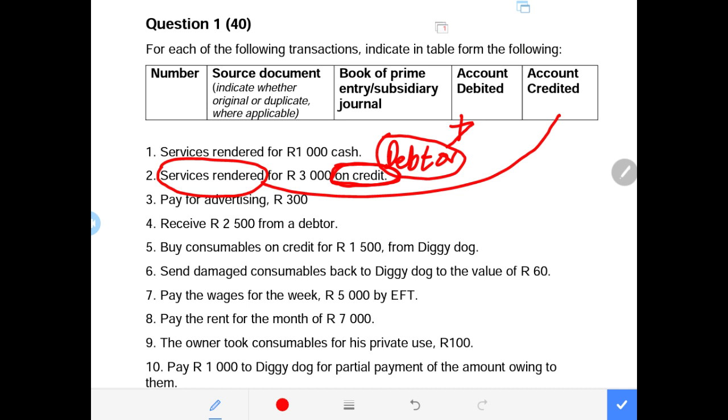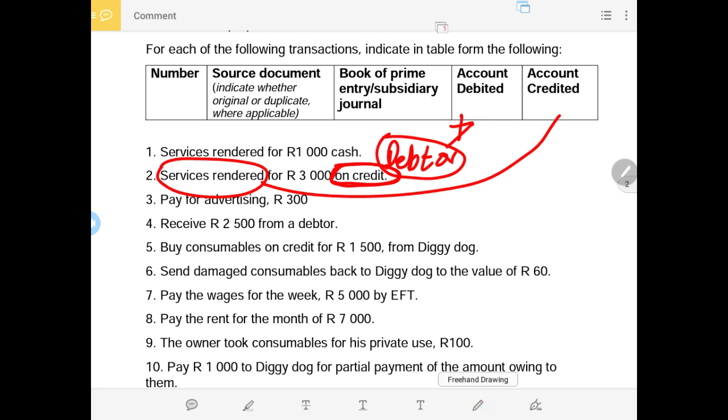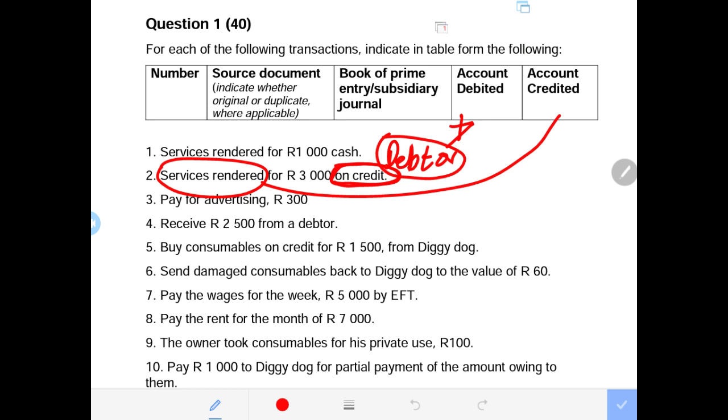We render a service of 3,000. That means the account of the person who owes us, who is a customer, called debtors or accounts receivables, different terminologies, or debtors control, whichever you use, will be increasing on the debit side. But remember, we don't write the plus, we just write it on the debit side. Because this is a debtor, it will go to what you call the debtors journal. A debtor, remember, is a customer who has not yet paid their account for the services you rendered or for a product you sold to them.